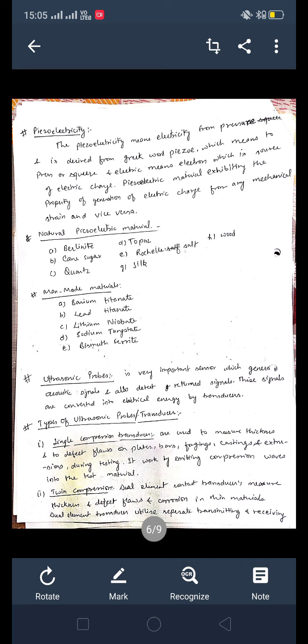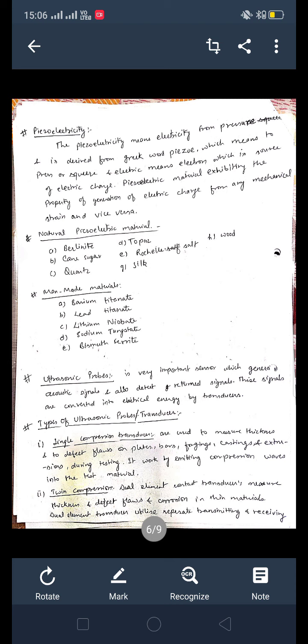We had discussed in the previous lecture, video number 9, piezoelectricity: what piezoelectricity is, and the materials involved, namely natural piezoelectric material and man-made material. Next, we studied ultrasonic probes, the types of ultrasonic probes and transducers.